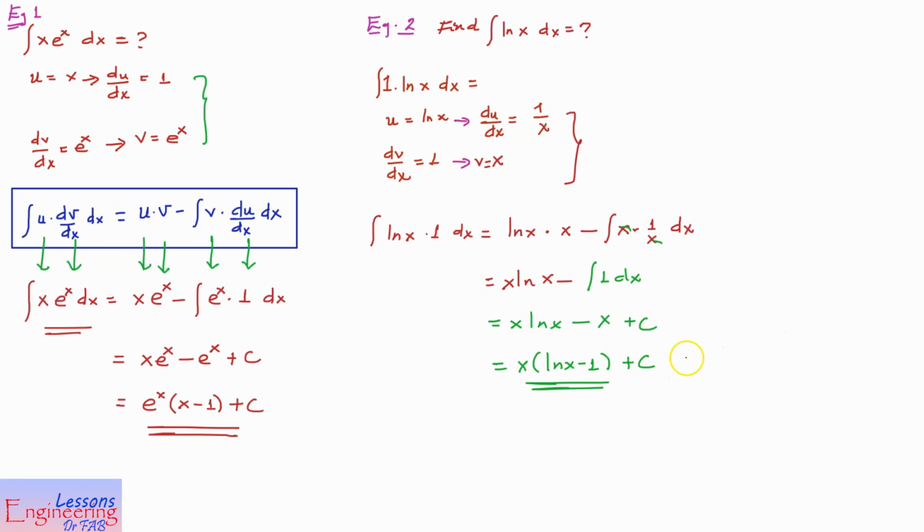So we can choose the constant to be 0 because we don't have any other enforcing condition. If you choose c to be 0, then the integral of ln x dx can be x ln x minus x.